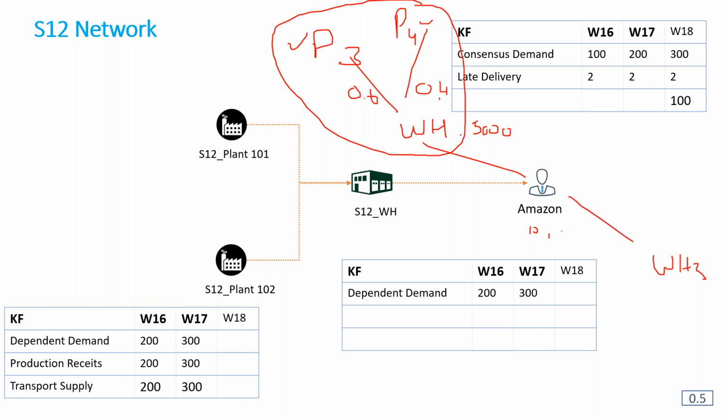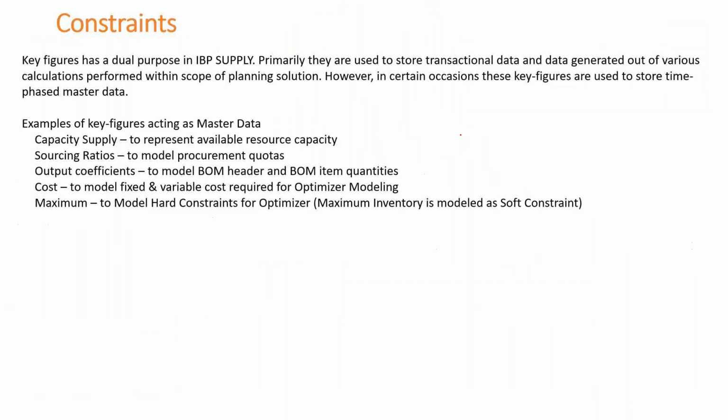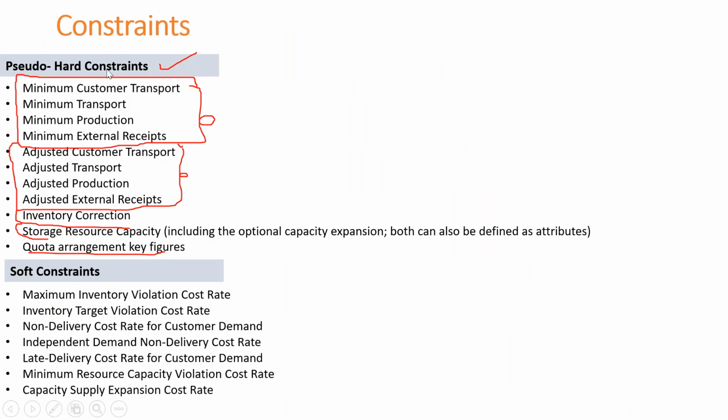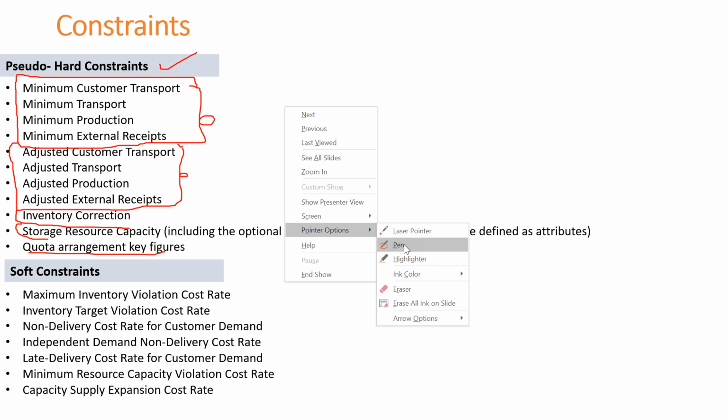So what I'm trying to say here is that even in optimizer we can use the quotas, because sometimes the planners will have more visibility and more control, or their network is kind of predictable to them. And they want to instruct the system to follow as per the quotas. So quota arrangements are still there, so they all are part of the pseudo hard constraints.